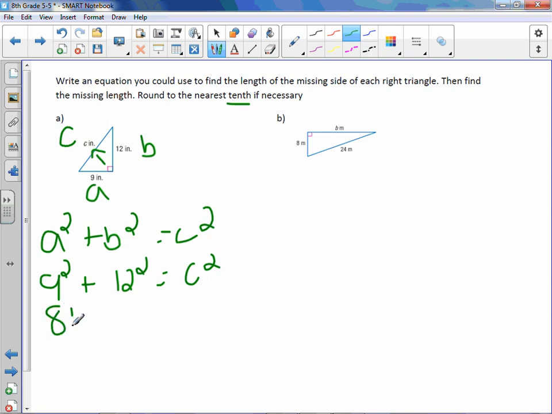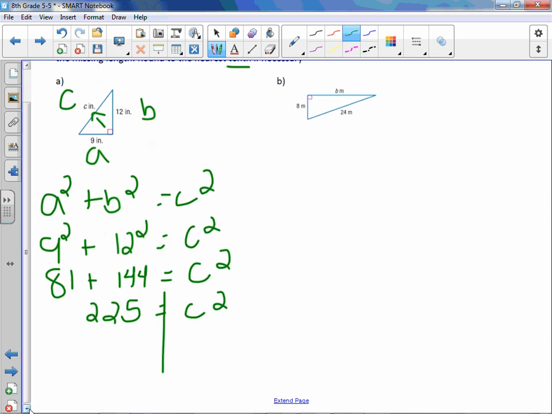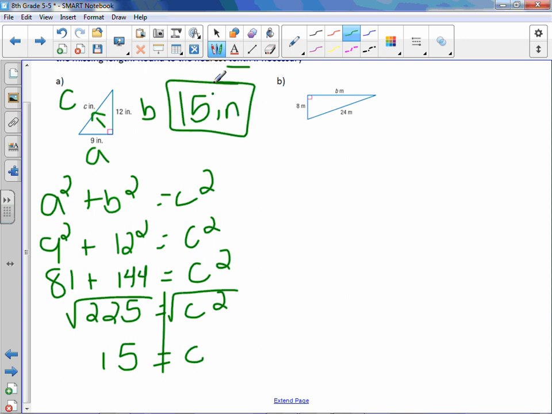9 squared is 81. 12 squared is 144. Add them up, and you get 225 equals c squared. To get c by itself, we need to take the inverse of a power of 2, an exponent of 2. We do that by taking the square root. And we get a value of 15. So 15 inches is the length of that side of the triangle. And this only works with right triangles.